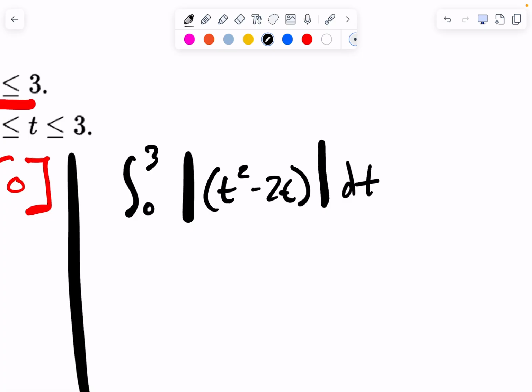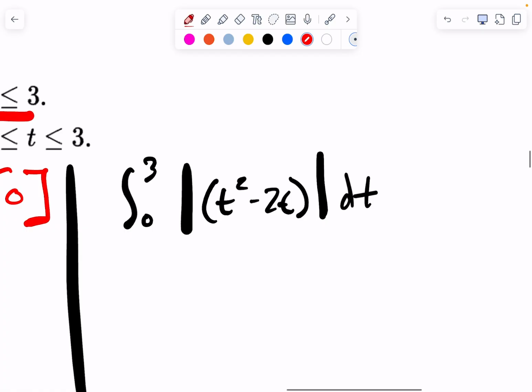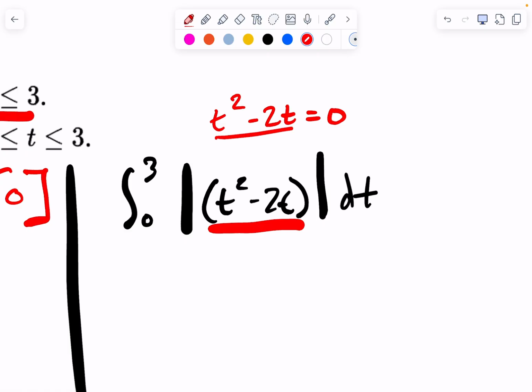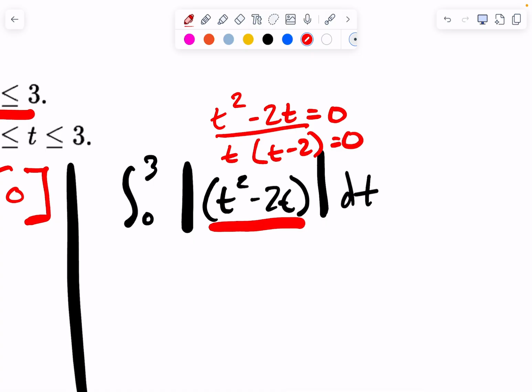You divide it where it's negative and positive. Yeah. Right. So, you remember before where we would set like this guy equal to 0? T squared minus 2t. I got to figure out where he hits 0 at, right? If I break this guy down, I have t times t minus 2, right? Yeah? So he's going to hit 0 at 0, and he's going to hit 0 at 2. Does that make sense? Yeah?